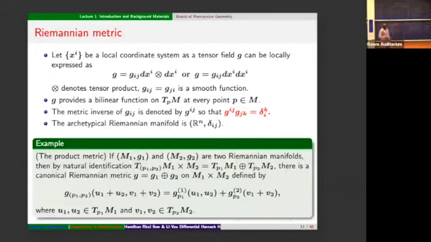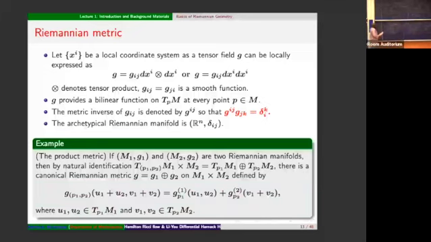An example of that: R^n itself is a Riemannian manifold. R^n is a topological space. Then it's a smooth manifold because of all those properties that we mentioned the other time. Then you can have the usual Euclidean metric on R^n, which forms a Riemannian manifold.